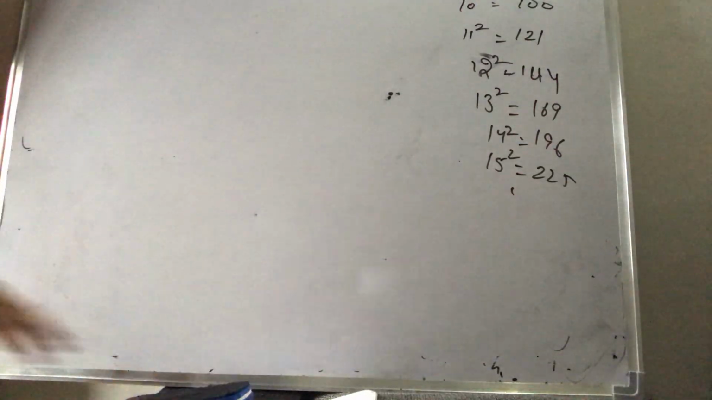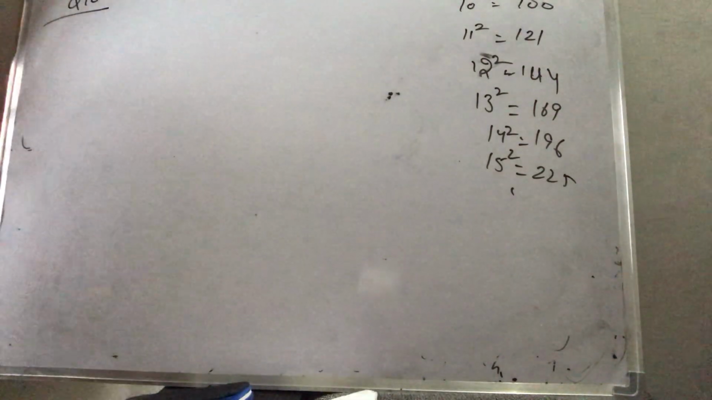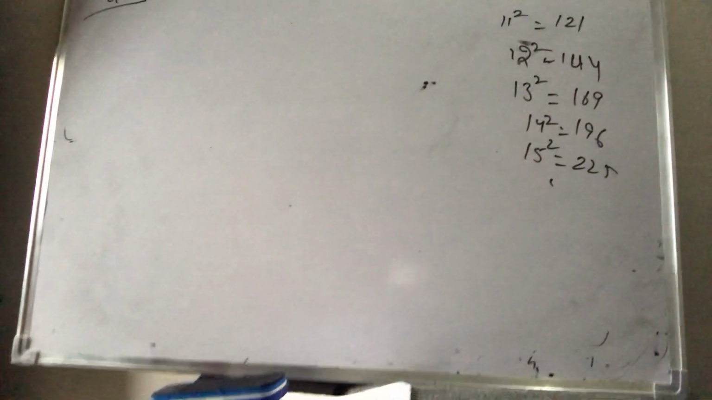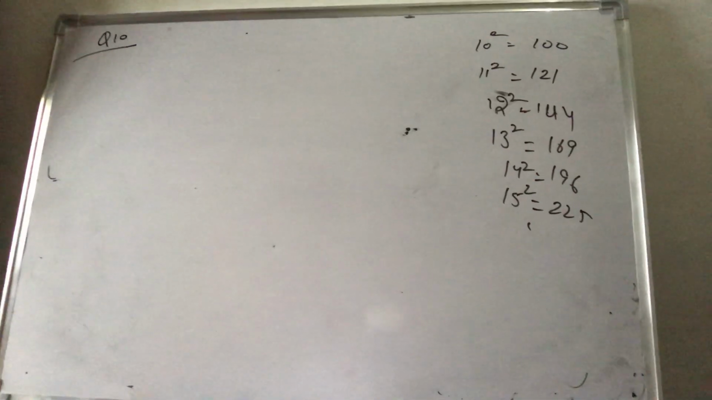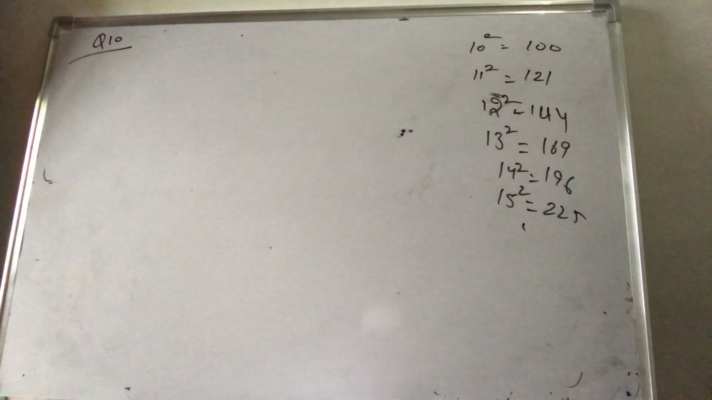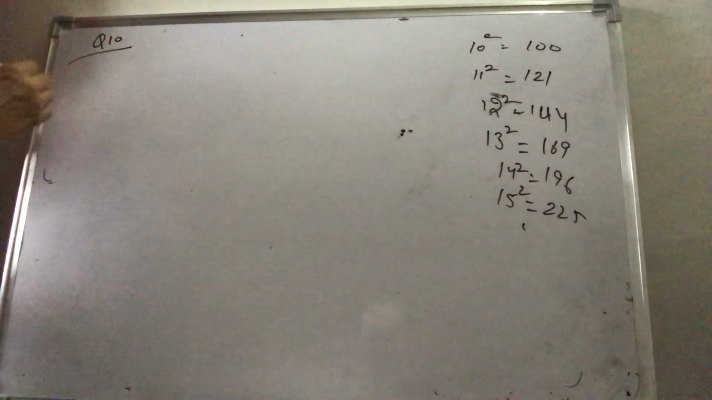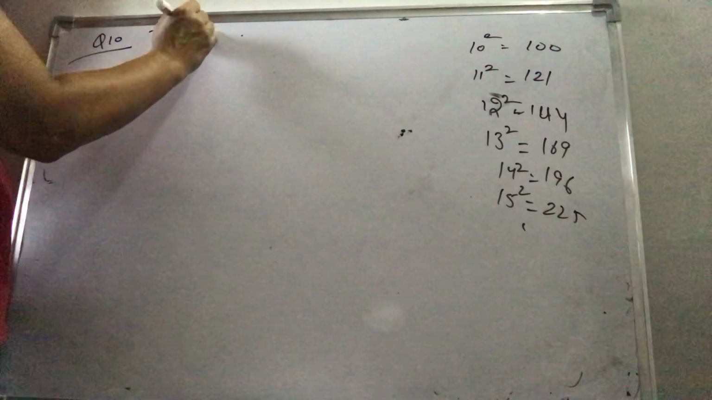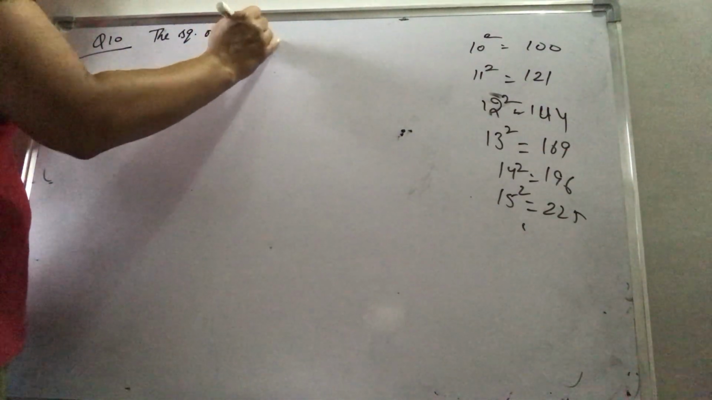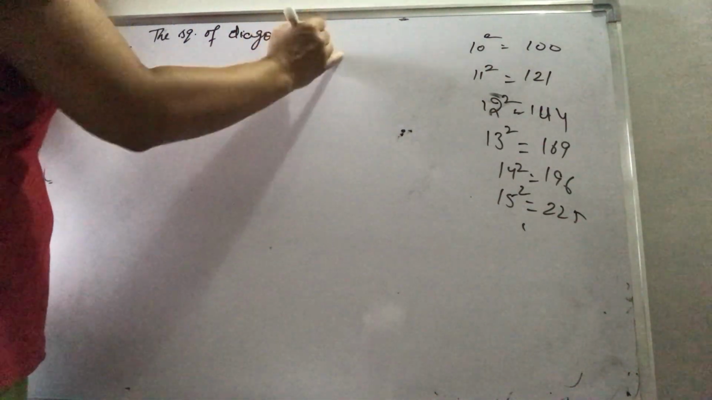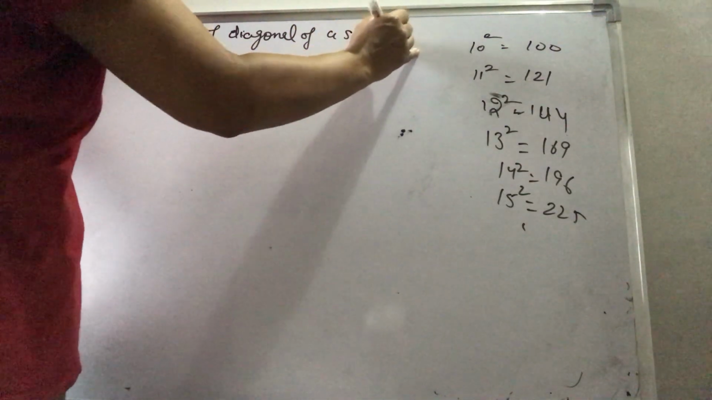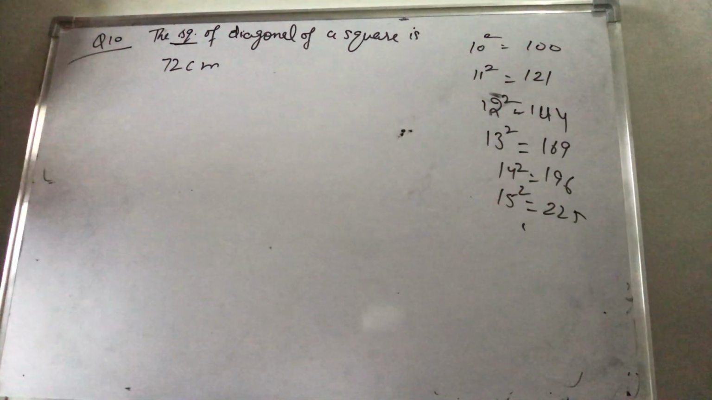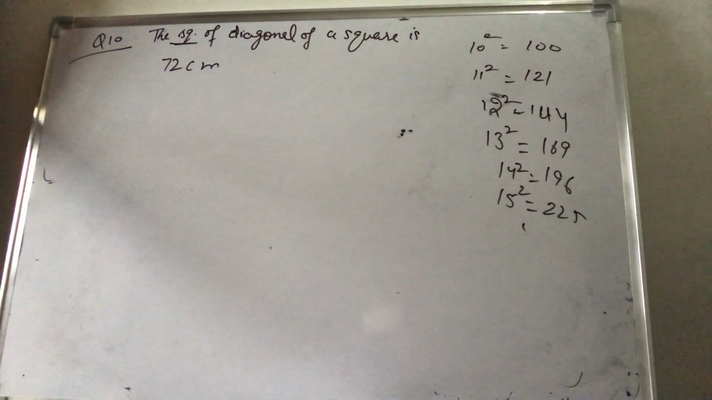Question number 10. In the question number 10, there is some error in the question. Please make this change. The square of diagonal of a square is 72 centimeter. You have to write this word square.